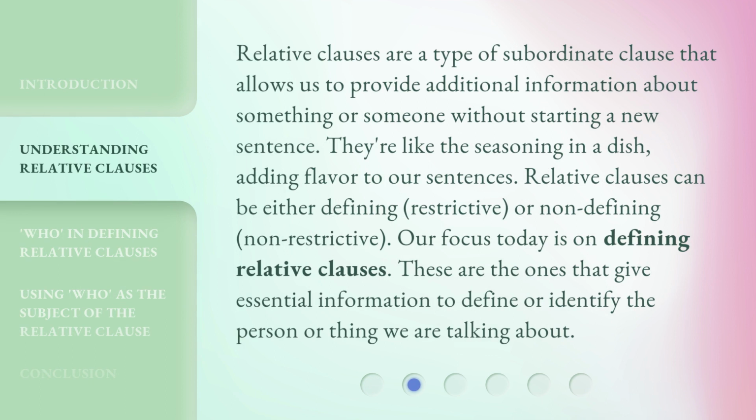Relative clauses are a type of subordinate clause that allows us to provide additional information about something or someone without starting a new sentence. They're like the seasoning in a dish, adding flavor to our sentences. Relative clauses can be either defining, restrictive, or non-defining, non-restrictive. Our focus today is on defining relative clauses. These are the ones that give essential information to define or identify the person or thing we are talking about.